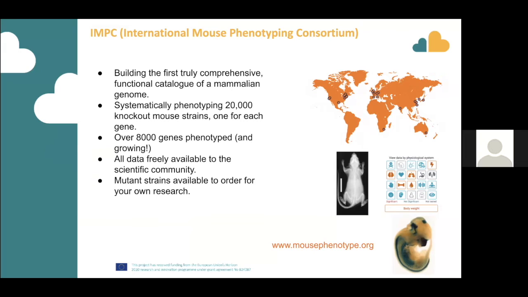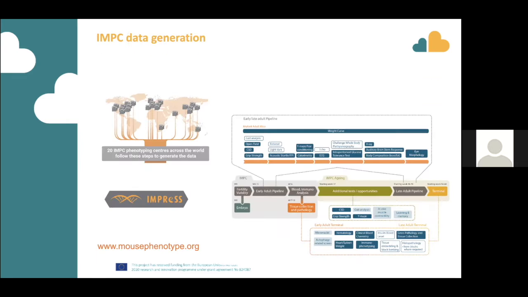Right now, the database has over 8,000 genes phenotyped, and of course, it's continuously growing. And the data is completely freely available and accessible to the whole scientific community. Moreover, the mouse strains generated inside this project are also available for further follow-up research for scientists.